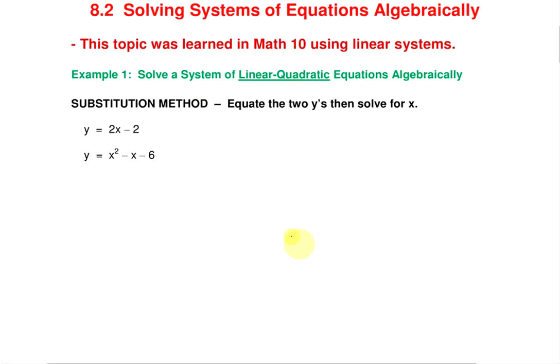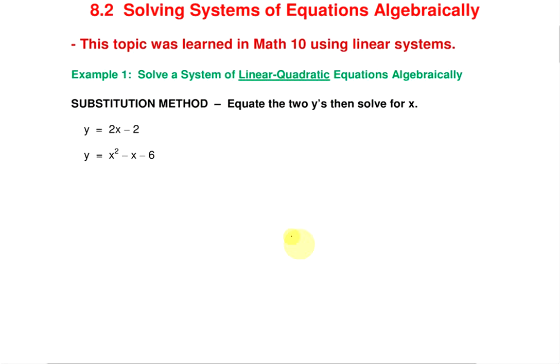Okay, so we've taken a look at solving systems of equations graphically. We're now going to take a look at algebraically. Now, you already covered this topic in Math 10 using linear systems. We're now going to take a look at linear and quadratic and quadratic and quadratic.